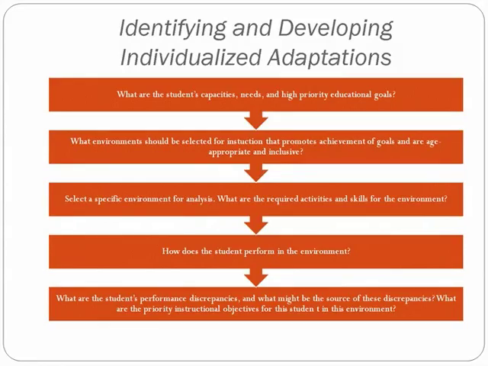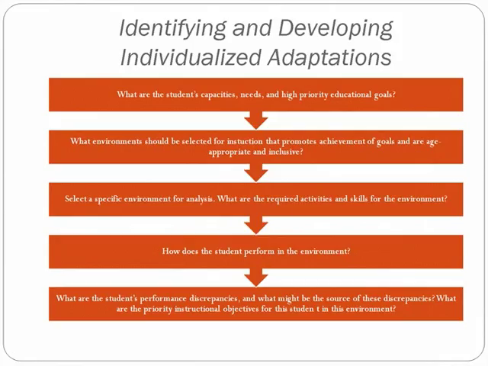So when we're thinking about actually identifying and developing these adaptations, we think about these questions. What are the students' capacities, needs, and high priority educational goals? What environments should be selected for instruction that promotes the achievement of these goals? You clearly have to understand the capacities, needs, and the educational priorities for the student. You have to think about the home, school, community, and vocational environments in which a child operates.